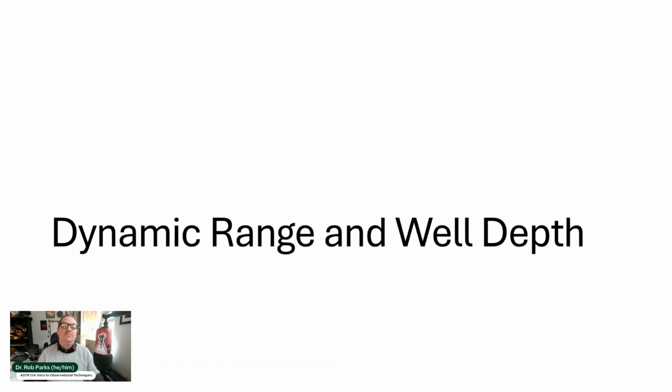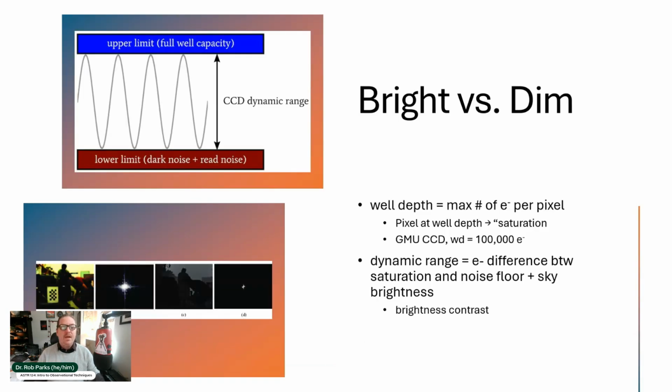Now, let's talk about dynamic range. Dynamic range and well depth. Well, first, let's talk about well depth. Well depth is the physical capacity for the pixel to hold electrons. Effectively, there are only so many electrons that the pixel can hold before it becomes saturated.